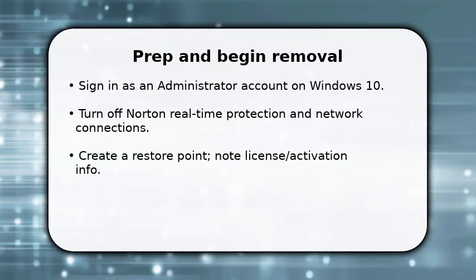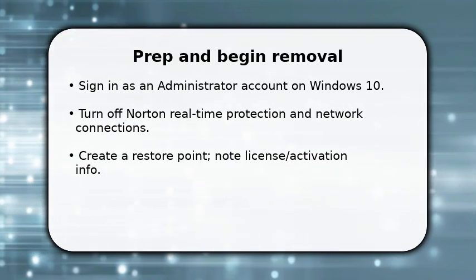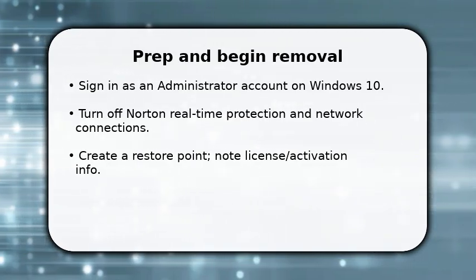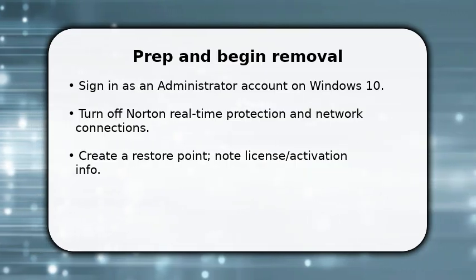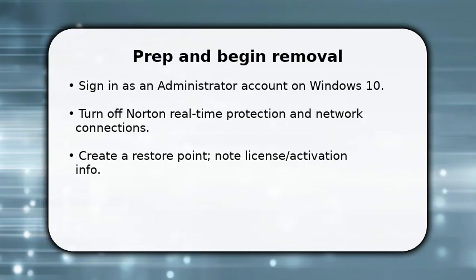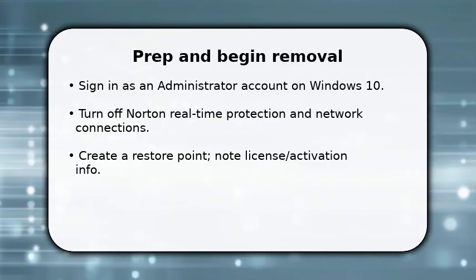Enjoy the video. You start by using an administrator account because permission blocks are the most common obstacle. Once signed in, disable Norton real-time protection and temporarily disconnect from the network so live shields don't interfere. Make a Windows restore point and copy your Norton product key or account details. This protects you if you need to reinstall.